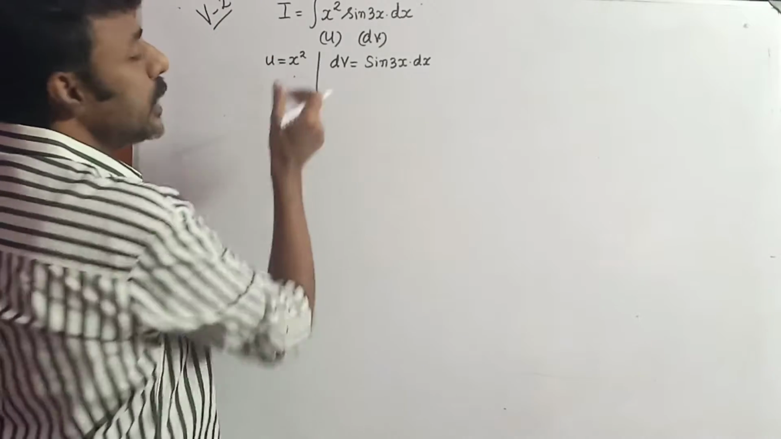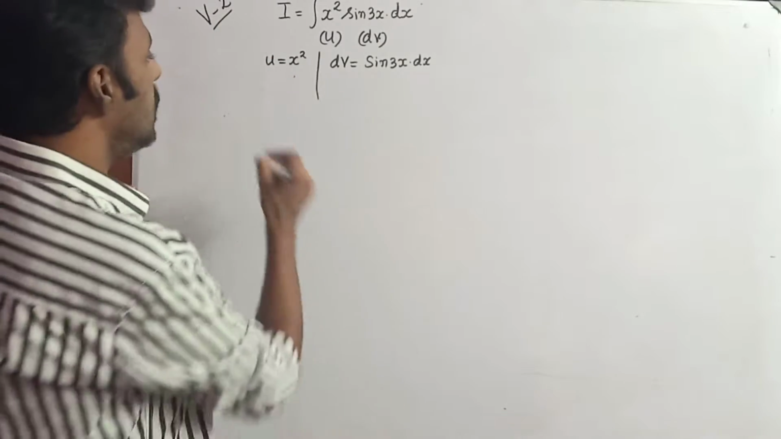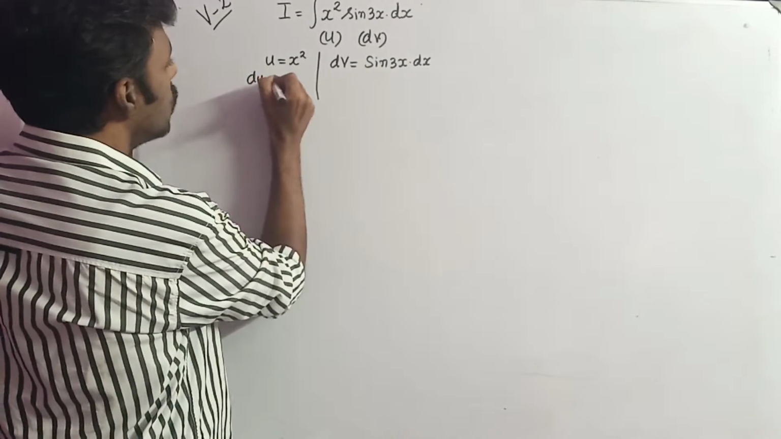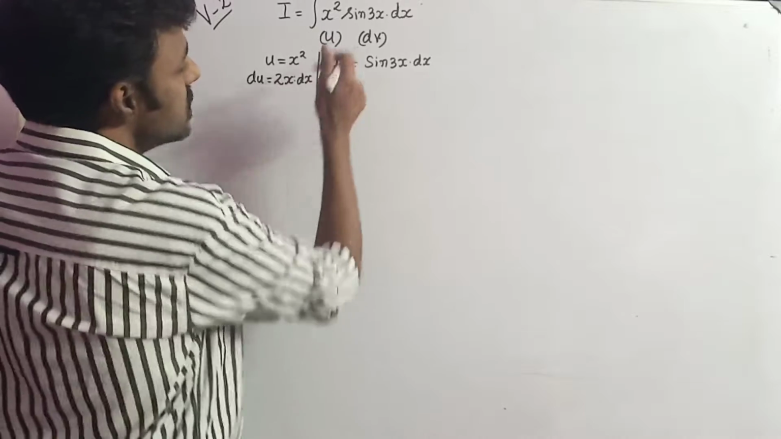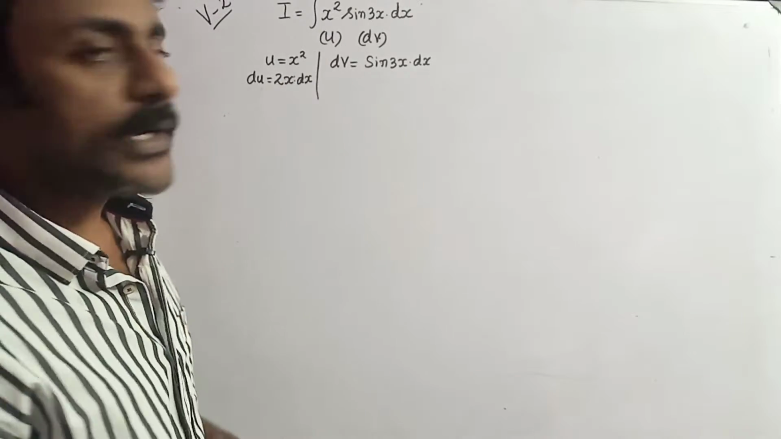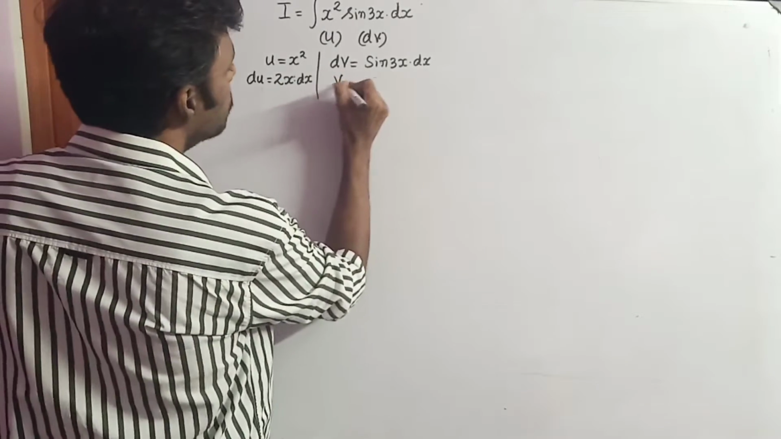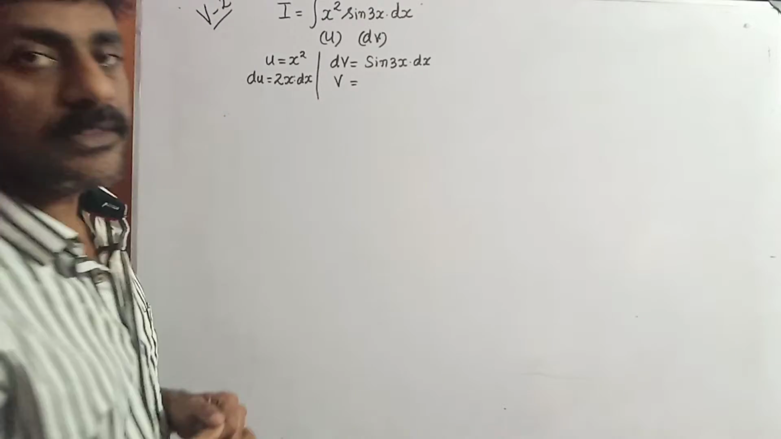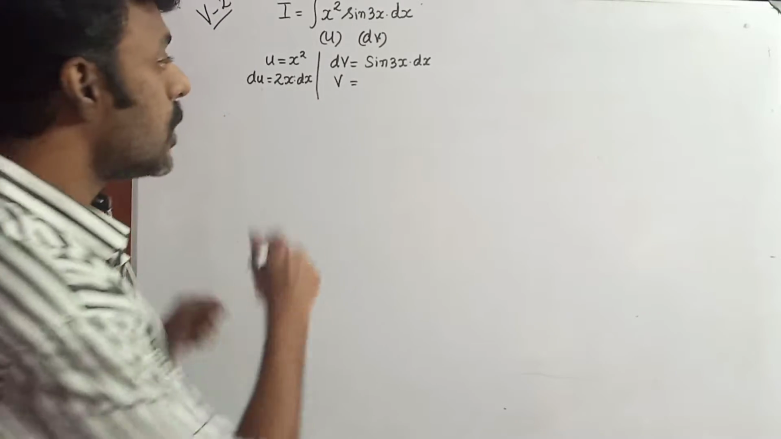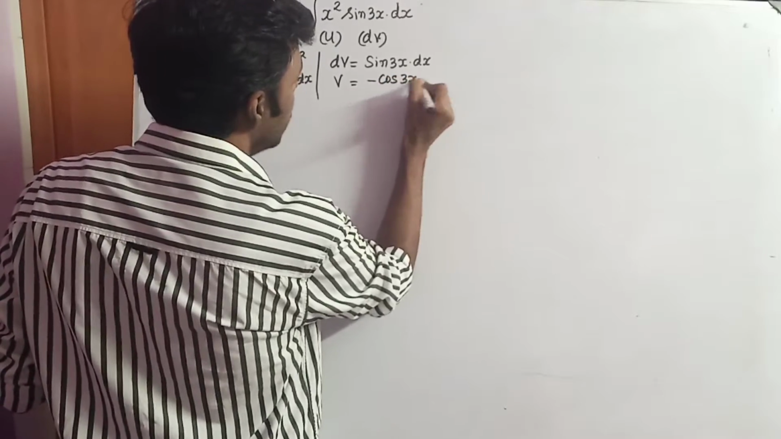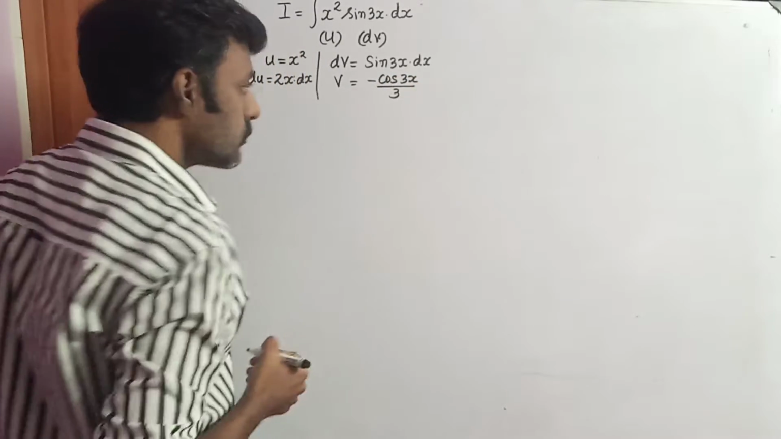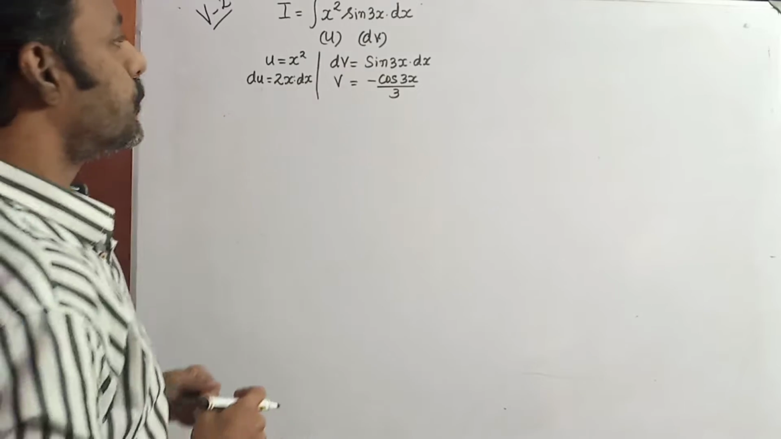Now u equal to x squared, upon differentiation, gives du equal to 2x into dx. Similarly, dv upon integration will yield v, which is the integral of sine 3x into dx, and that is nothing but minus of cos 3x divided by 3. So I've got the values.